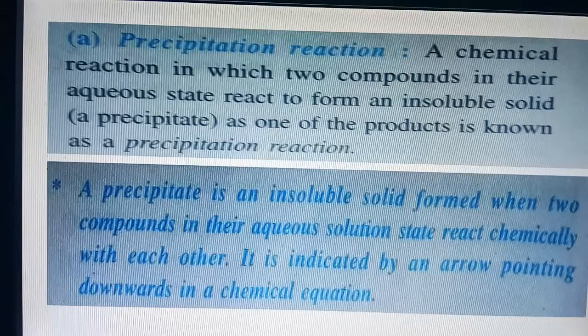It is indicated by an arrow pointing downwards in a chemical equation. While teaching you chemical equations, I told you how a precipitate is represented in a chemical equation. It is represented by an arrow pointing downward. So what is indicated by an arrow pointing upward? Yes, it is a gas.